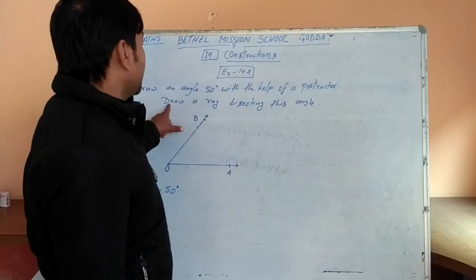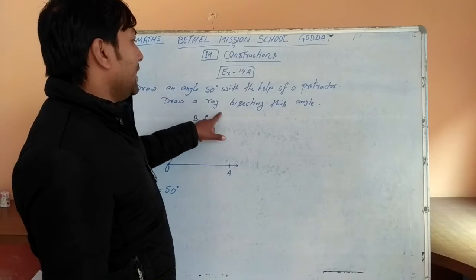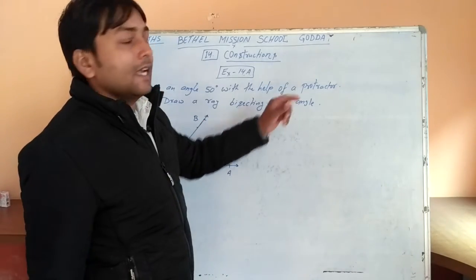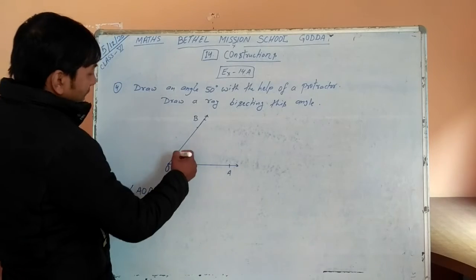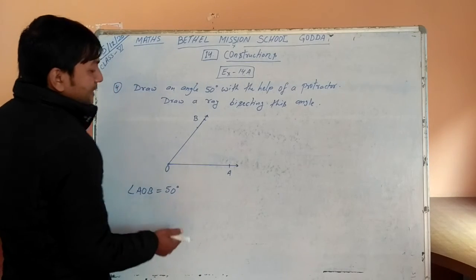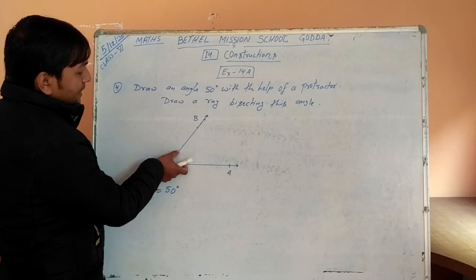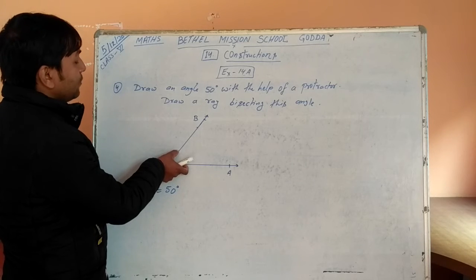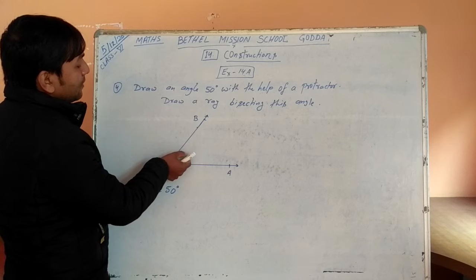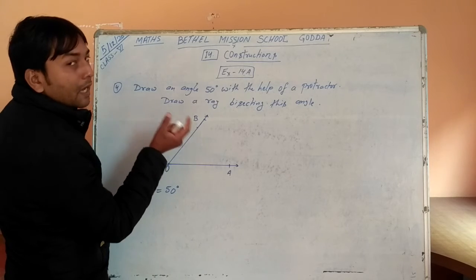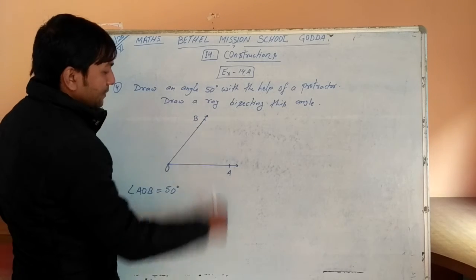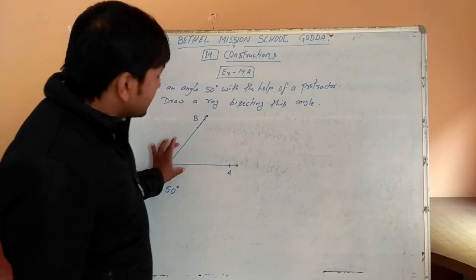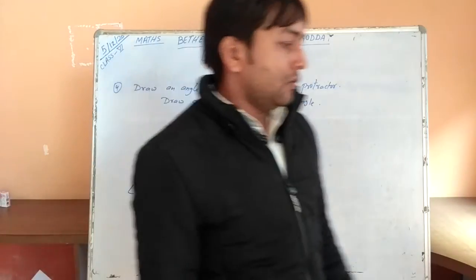Now the second thing says to draw a ray bisecting this angle. You have to draw a ray which divides this angle. This is 50 degrees. You have to draw a ray which divides the 50 degrees into two parts, meaning 25 degrees each. Then how can you divide this angle? Okay, so let's start.